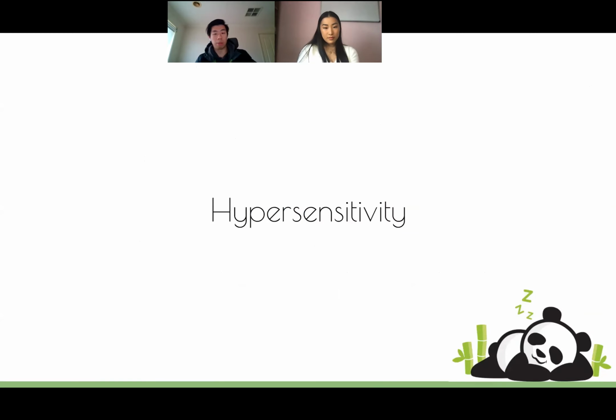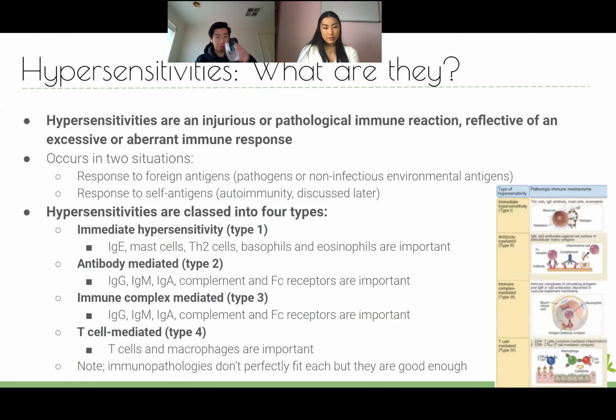All right, so hypersensitivity. This is the most important in terms of detail you need to know. Hypersensitivities are injurious or pathological immune reactions. Basically, they just spaz out. It's either a response to foreign antigens, which is what we'll talk about now, or a response to self-antigens, which is autoimmunity, and we'll talk about that in a second.